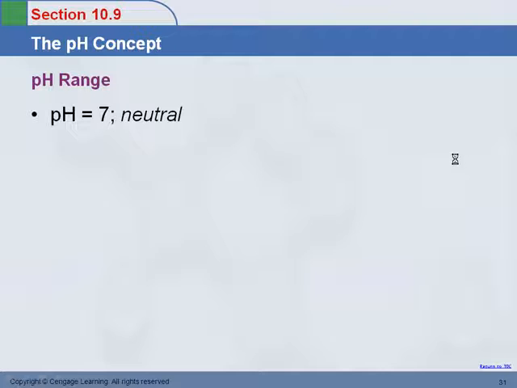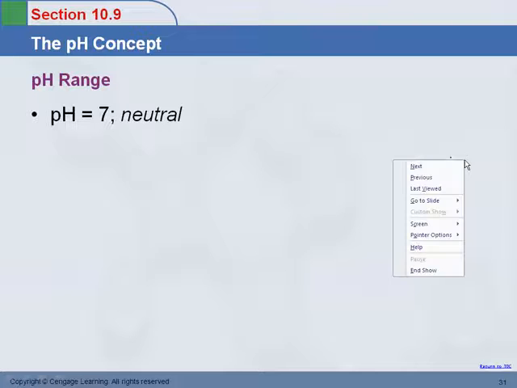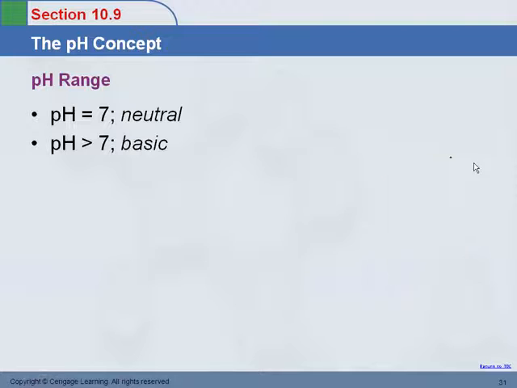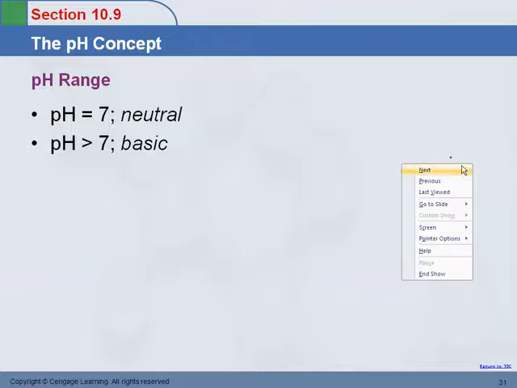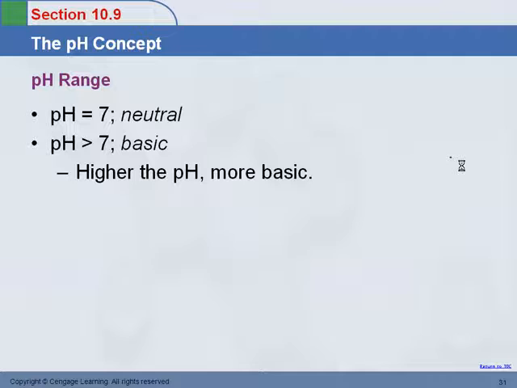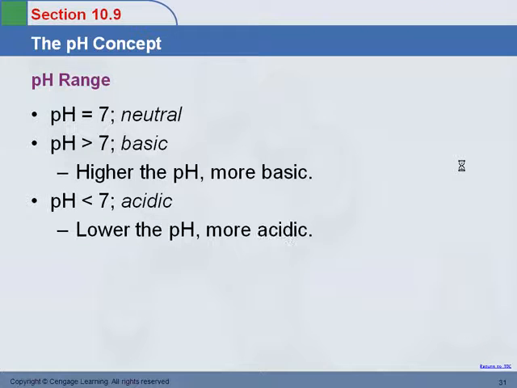Which is what my next slide is all about, even though I've just covered it. Yes. So the higher the pH is, the more basic you are. If you're less than 7, you're acidic. The lower your pH is, the more acidic you are, which we've been talking about, but here's a slide just in case.